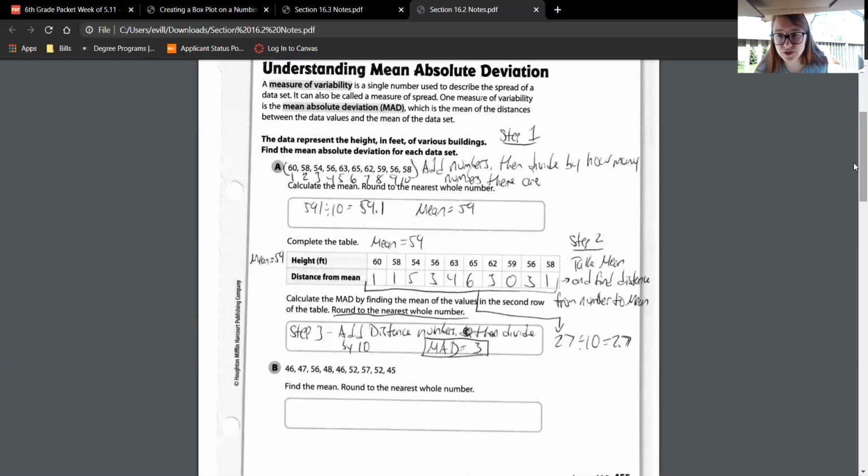However you want to do it yourself, you can subtract and find the absolute value, or you can just be like, all right, 59 is 1 away from 60, boom, 1.